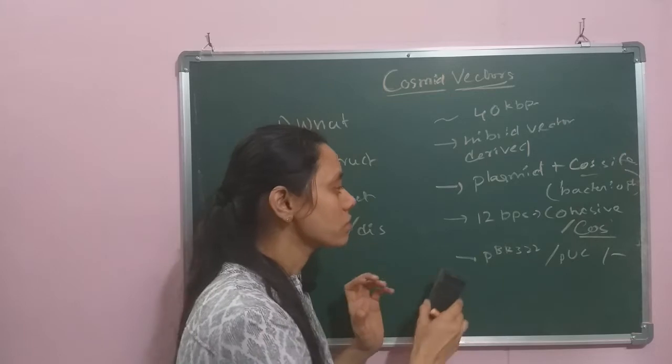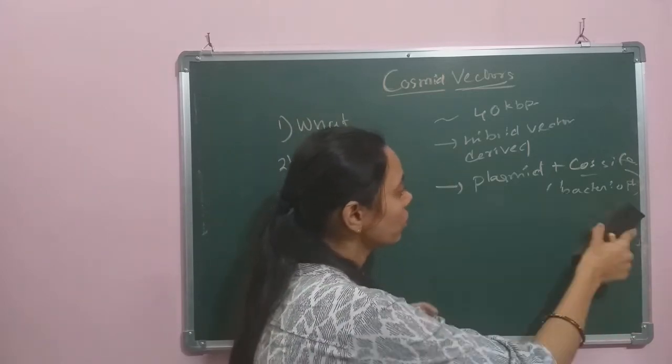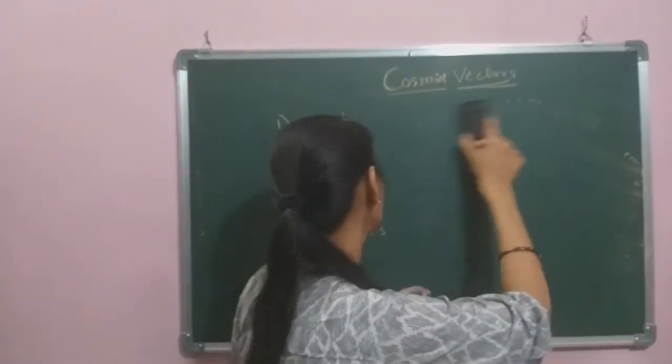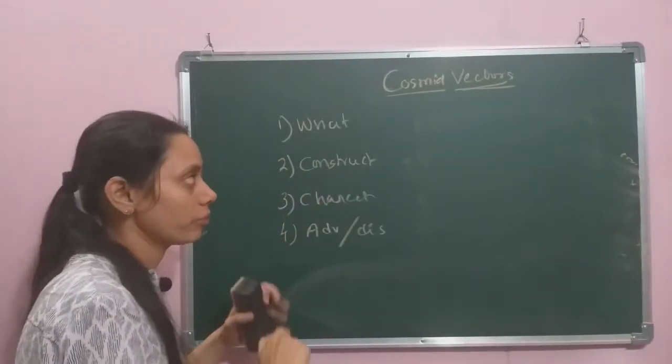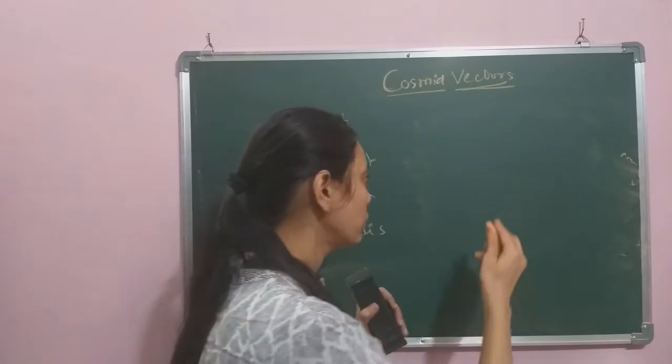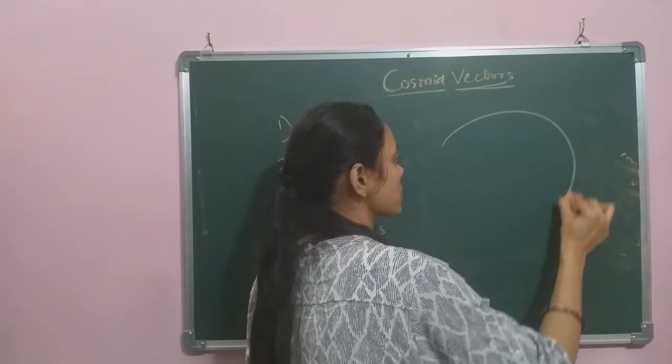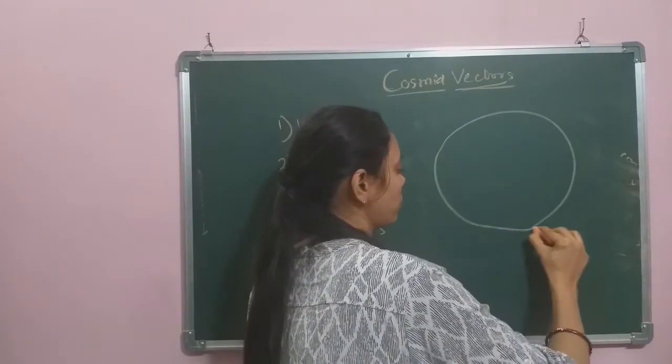So what are the basic portions, the characters present in these cosmid vectors? Let us consider it as a cosmid.